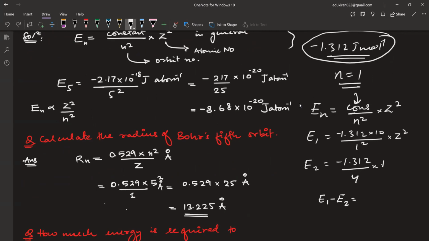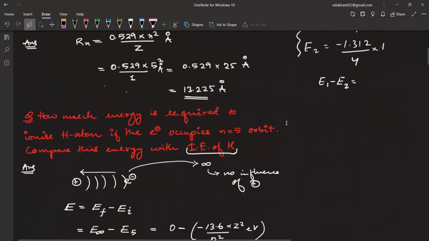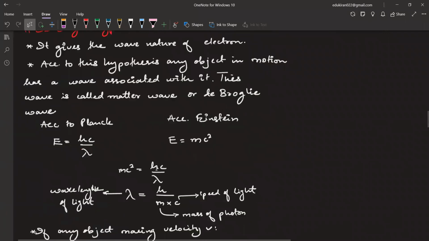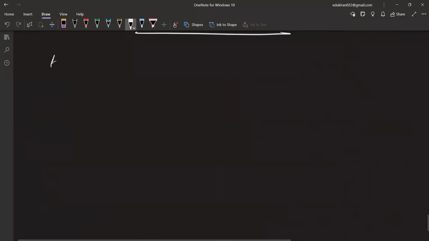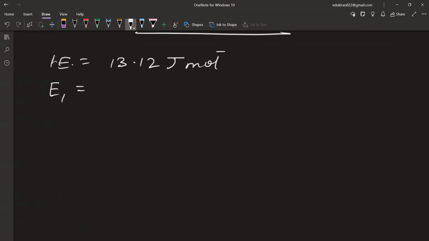That's it. Whatever the difference is between these two values, वो आपके पास क्या आ जाएगा? Ionization enthalpy. Let me do this for you. ये into 10 ही है देवांगी? Yes, sir. That means it is 13.12 joules. Correct? Yes, sir. Okay. So energy of the first orbit will be equal to minus 13.12 joules per mole.